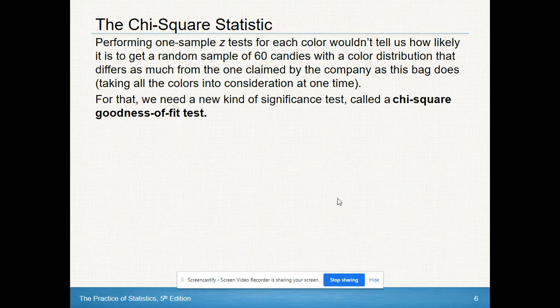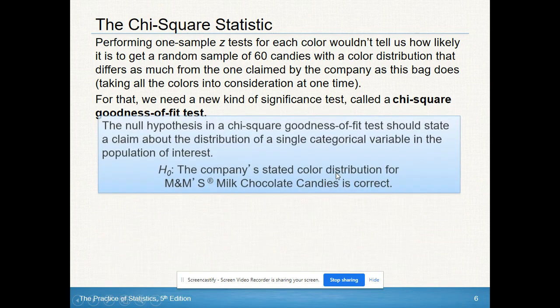So like I said, performing one sample Z tests for each color wouldn't tell us how likely it is to get a random sample of 60 candies with a color distribution that differs as much from the one claimed by the company as this bag does. So for that, we need a new kind of test. And that is what we call the chi-squared goodness of fit test.